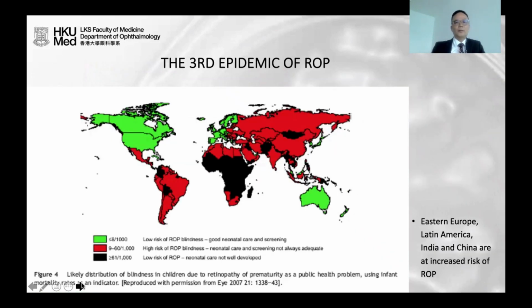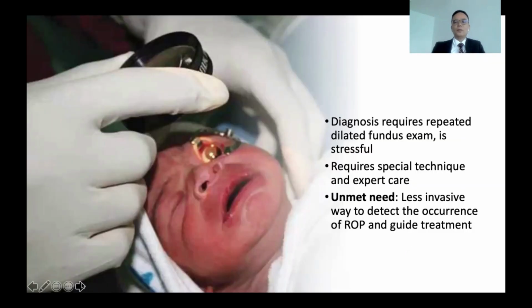We currently face a third epidemic of ROP. The incidence has increased due to the improved survival of small premature newborns among middle-income countries. Diagnosis of ROP requires repeated dilated fundus examination, which is quite stressful to the premature infant. This at times can lead to bradycardia, apnea, and sometimes cardiopulmonary arrest. It requires special technique and expert care. Therefore, a less invasive way to detect the occurrence of ROP and guide treatment is much needed.